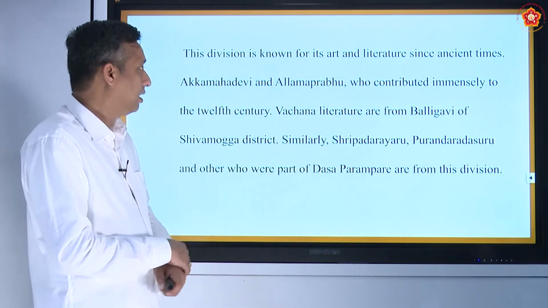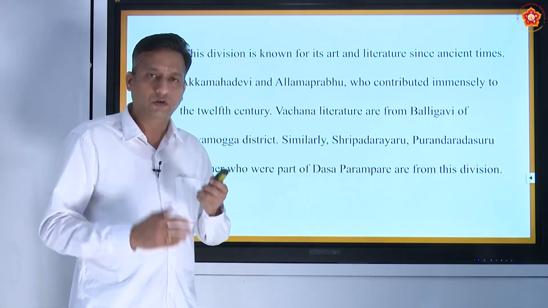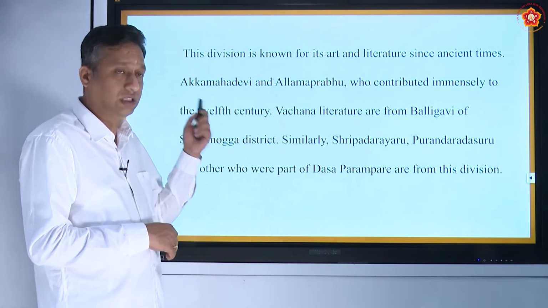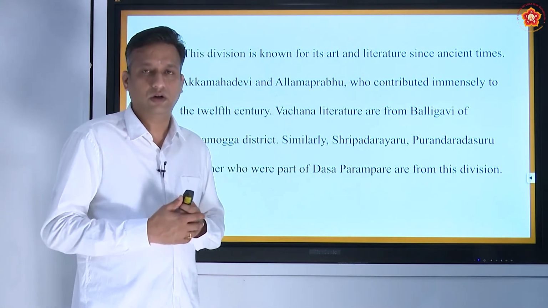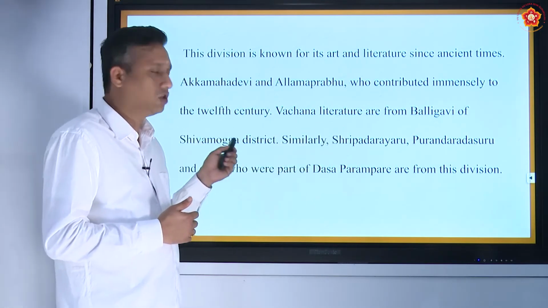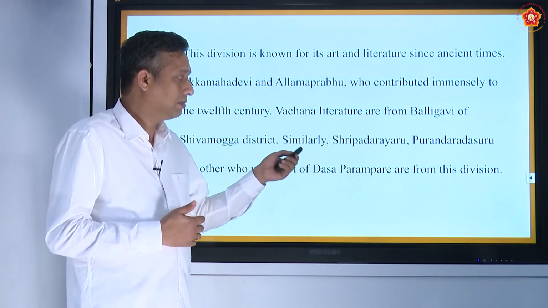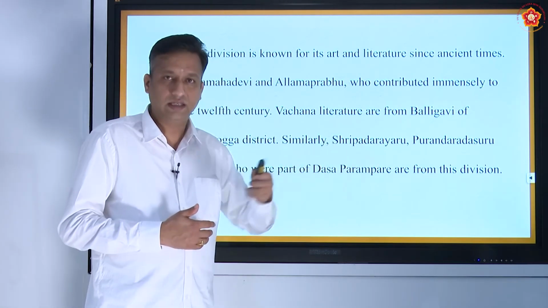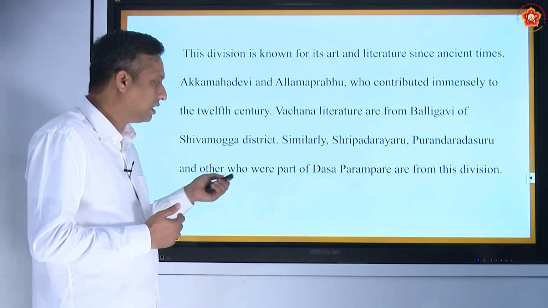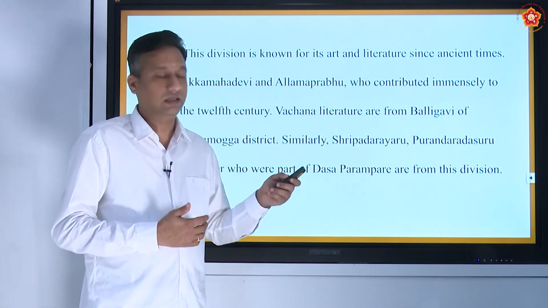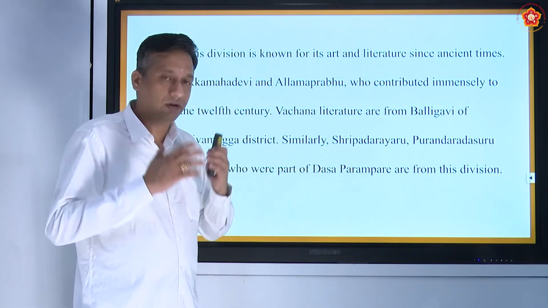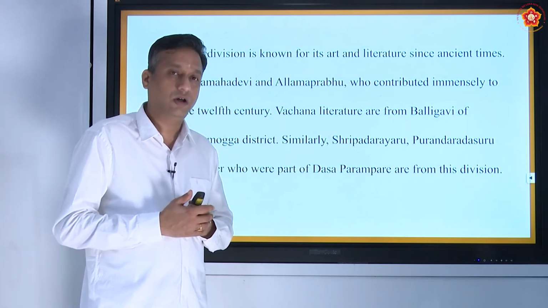or Sahitya. Example, Akka Mahadevi, Allama Prabhu, who are known for their Vachanas, Vachana Sahitya, contributed to the field of Vachana in the 12th century, who are the contemporaries of Basavanna. Vachana literature are from Balligavi of Shimoga district. So Allama Prabhu. Similarly, Sri Padarayaru, Purandaradasa, you might have heard of Purandaradasa, famous poet of Karnataka, and others who are part of Dasa Parampare. So Dasa Sahitya, Purandaradasa, Kanakadasa, these were the great poets who have developed this path of devotion or Bhakti Panth.